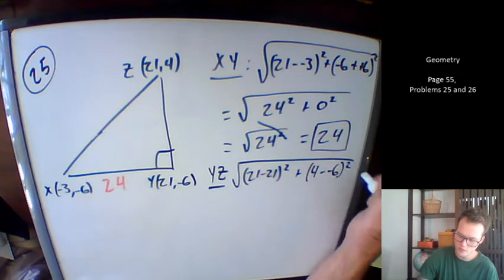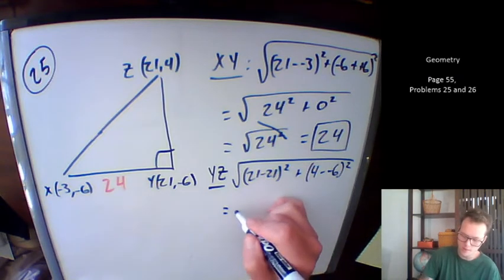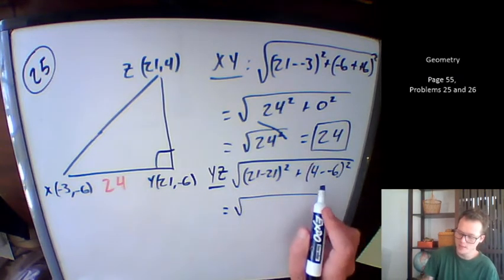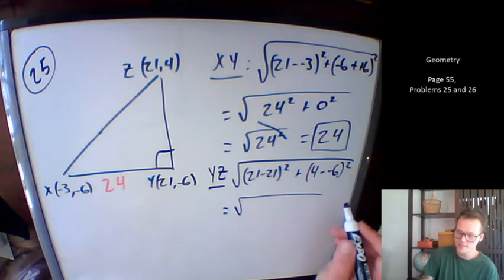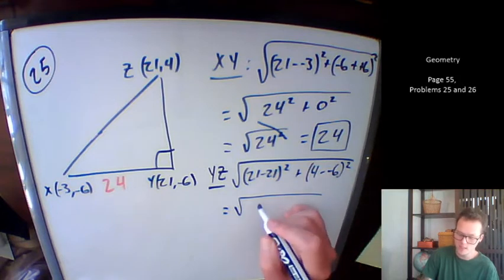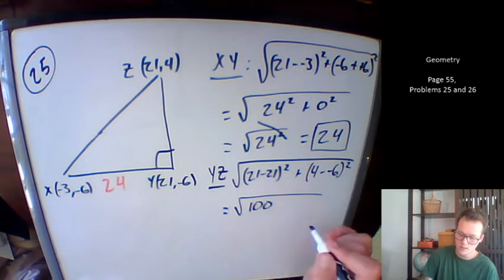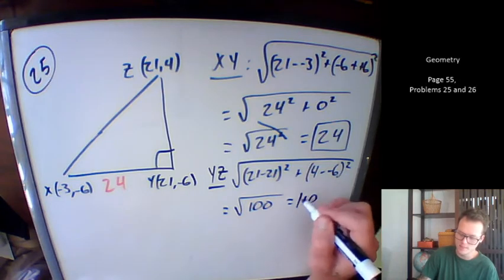Boom, boom, squared. 21 minus 21, that's 0. This time I'm not going to write it in because we know what's going to happen here. Now 4 minus -6, that's 10. So we're going to have 10 squared. I'm going to do a couple steps in one here. 10 squared is 100. And then, of course, the square root of 100 is just 10.